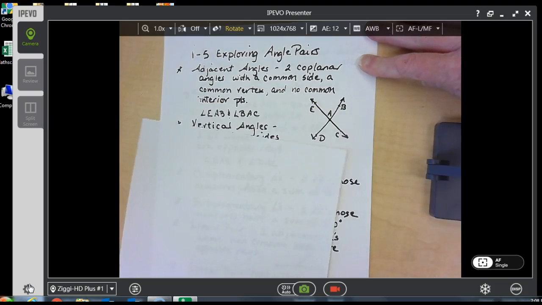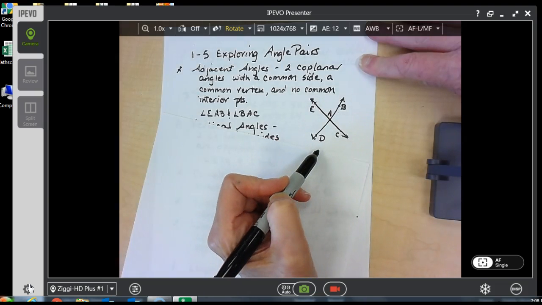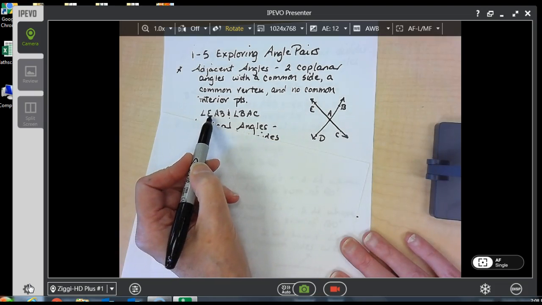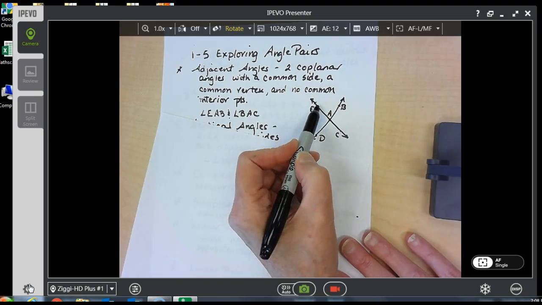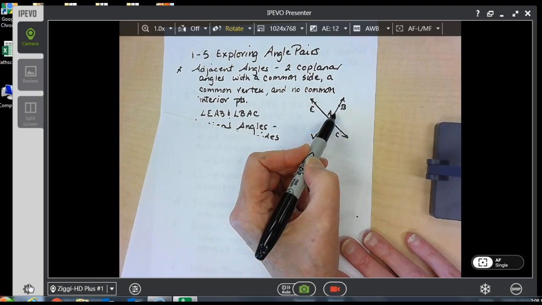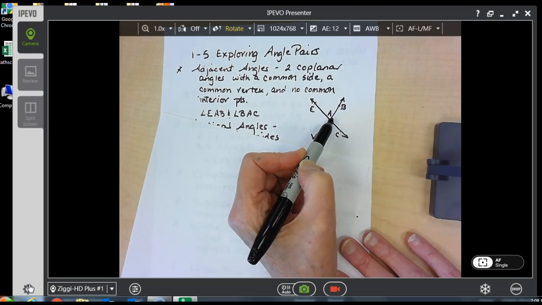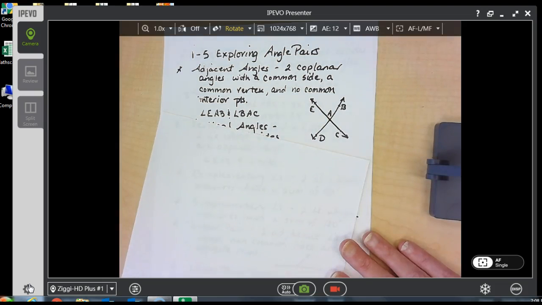So if I look at my drawing over here, I drew two intersecting lines. Two adjacent angles would be angles EAB and BAC. If I look at EAB and BAC, they have this ray AB in common, and they share that side, they have the common vertex, and they don't overlap.